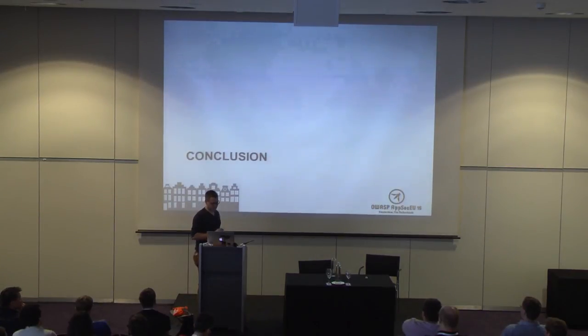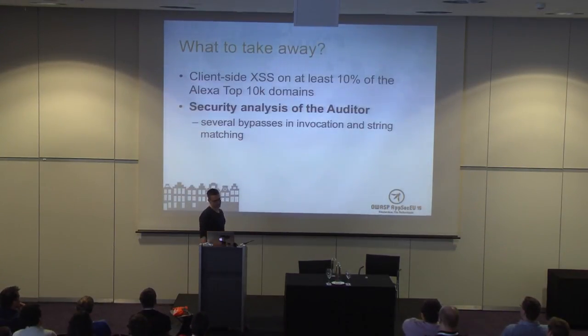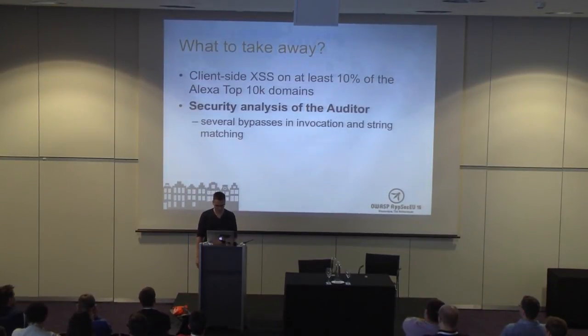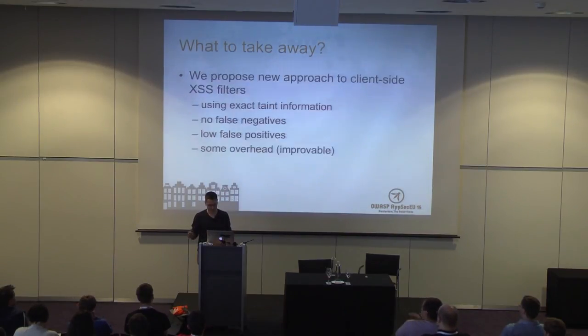Okay, conclusion. We found client-side XSS on at least 10% of the Alexa top 10K domains. We still have that same number; we just ran the experiment a couple of weeks ago. We conducted a security analysis on the state of the art of cross-site scripting filtering, namely the XSS Auditor. We found several bypasses, both in the invocation, as Sebastian discussed, as well as the string matching that was being used. Looking at the root causes of these problems, we derived a new way of filtering against client-side XSS. So we proposed this new approach using exact taint information that we had patched into Chrome already anyway.